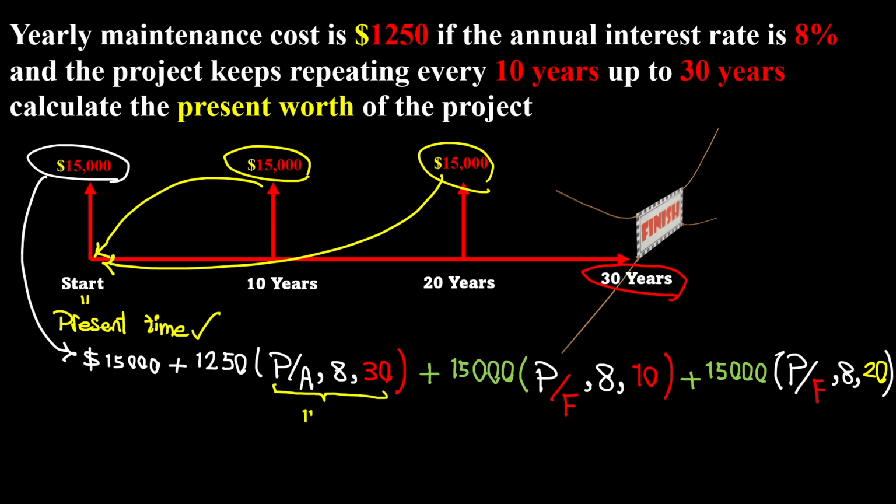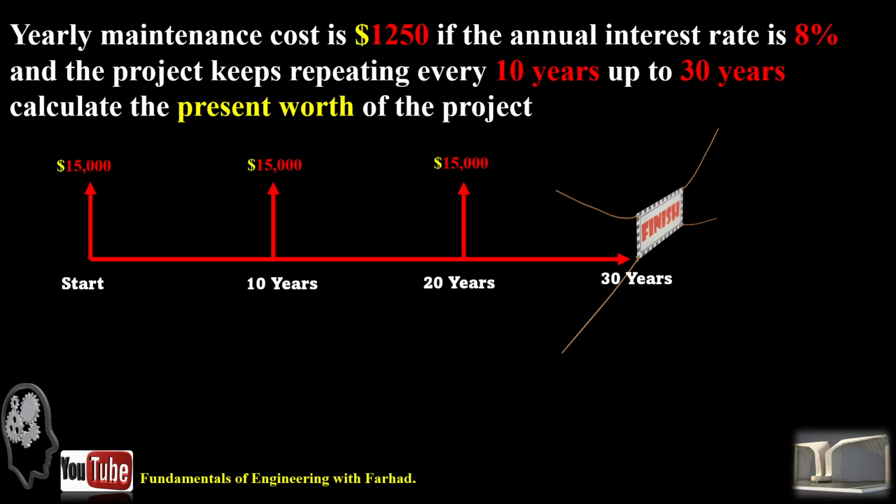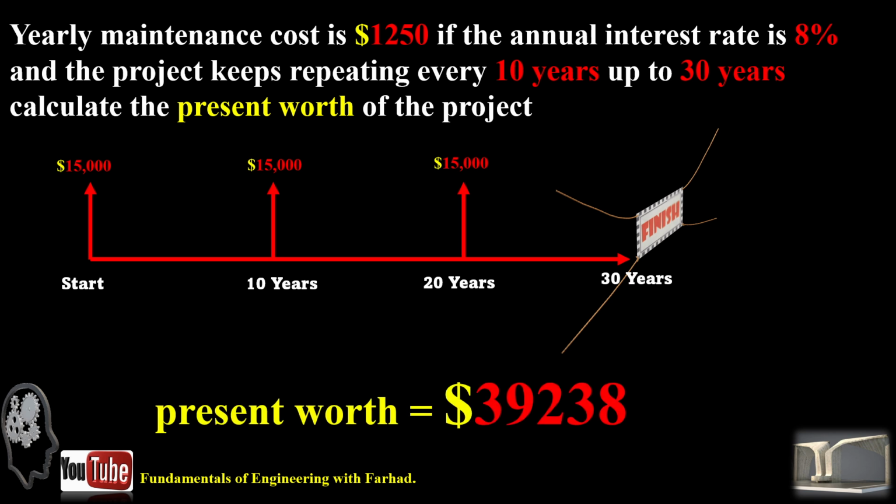So the coefficients we read from the table are 11.2578 for the first one, 0.4632 for the second one, and 0.2145 for the last one. Add all of them up together and report it like a unit calculation. That's the present worth of our project. In terms of money, the present worth of our project is almost $40,000 for such a condition.